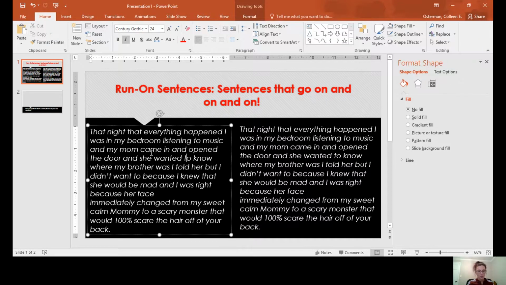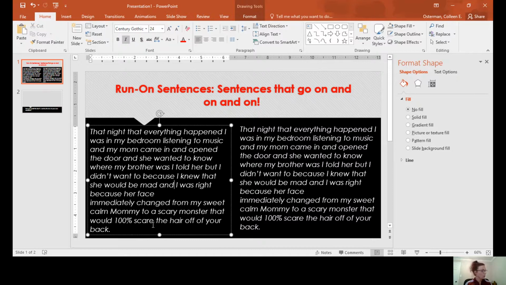Also, the word and: my mom came in and opened the door, and she wanted to know where my brother is, okay? And I was right. So that's the second thing. Third, I struggled to say that whole thing without stopping. I needed to take a breath.